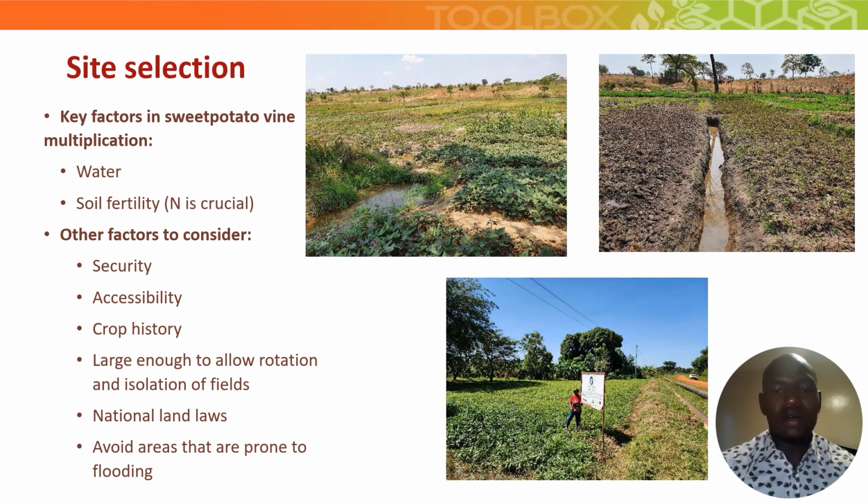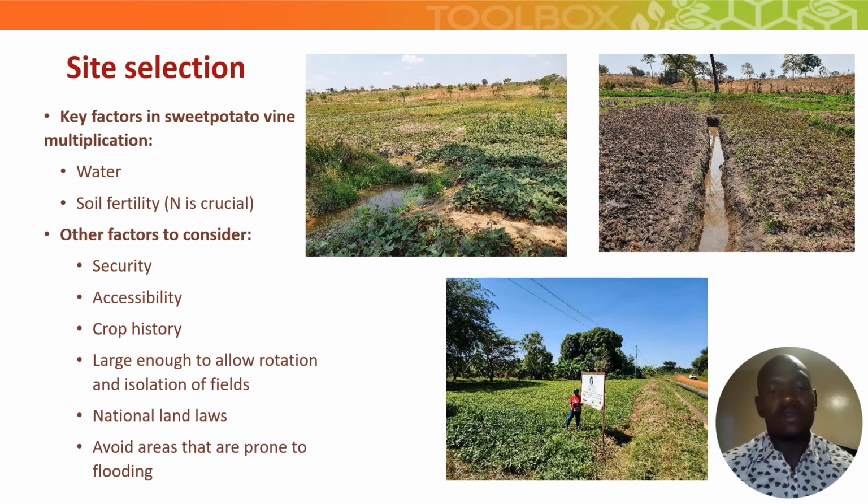The other thing when you're doing seed production, actually the first one, is that after planning, you look at site selection. The key factors to consider are water availability and soil fertility. Nitrogen is very crucial in sweet potato seed production, and water is very important because most of the time seed is produced during the dry period, because that's when the root crop is not in the field.